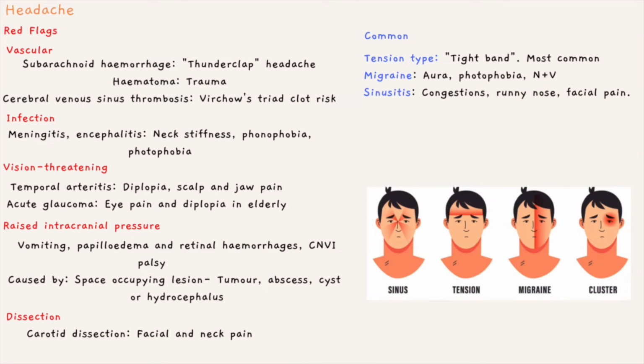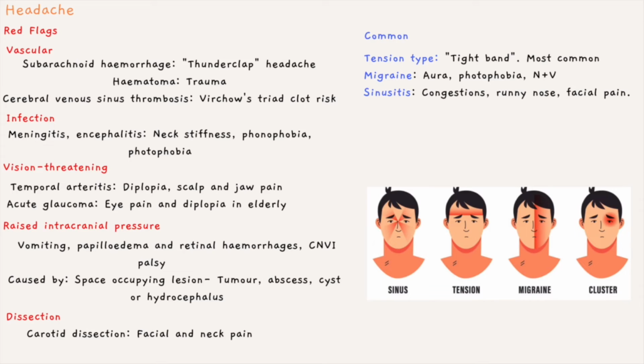Now let's look at less concerning but more common causes of headache. Tension-type headache is the most common headache and is described as a tight, band-like pain and can be associated with hypertension. Migraine should be a diagnosis of exclusion, so it's not anything else. But it is associated with an aura, as well as photophobia, phonophobia, and nausea and vomiting.